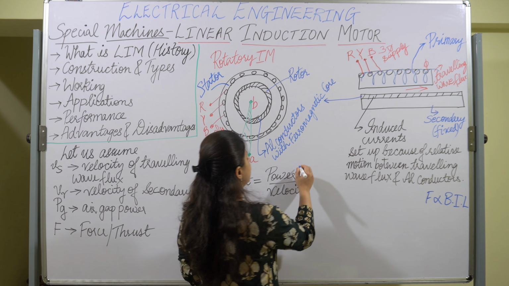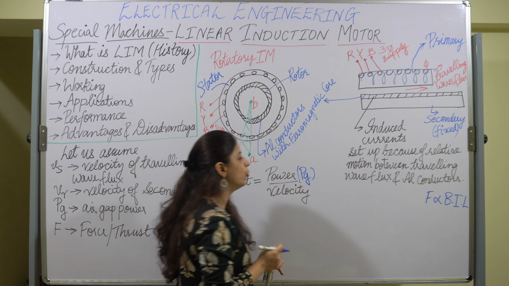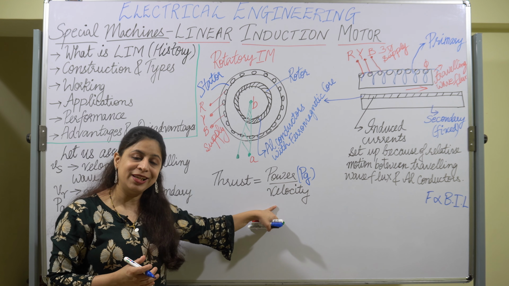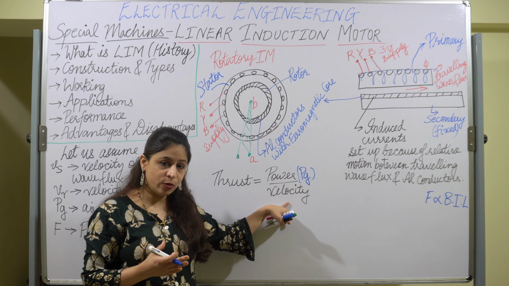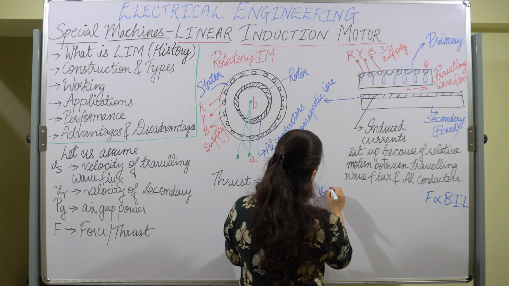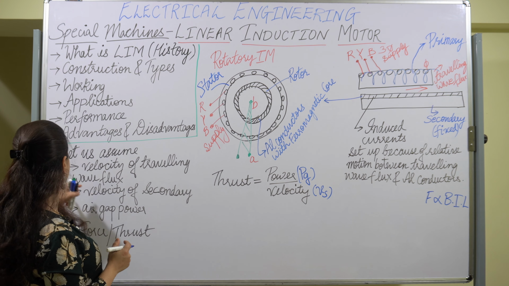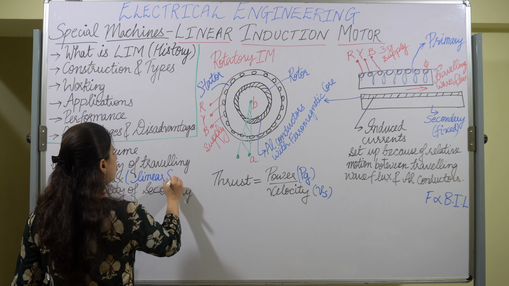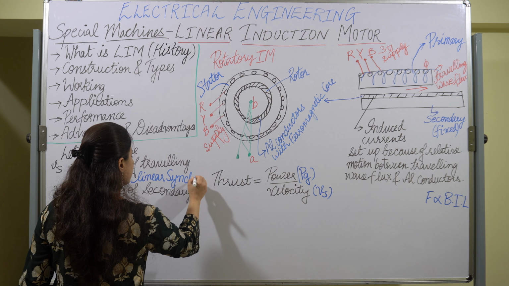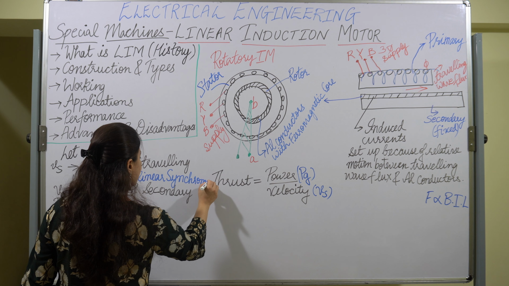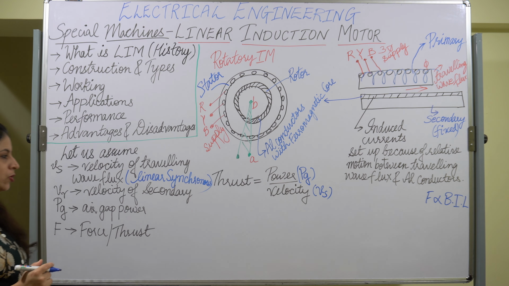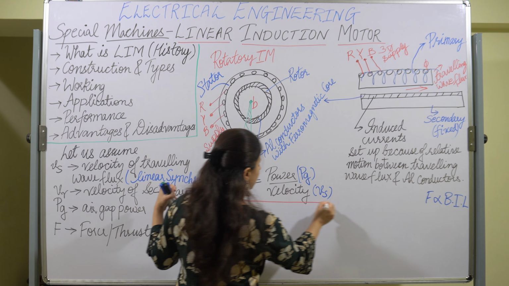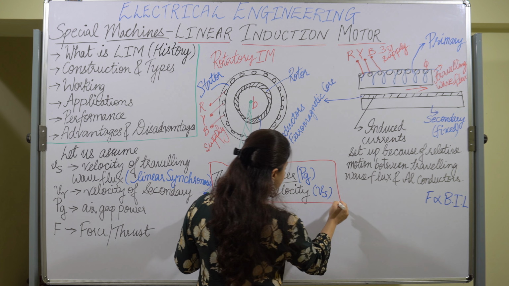Now which power? This power is the Pg. It is the air gap power, the power which is being transferred to the secondary of the linear induction motor. Which velocity? It is Vs, the linear synchronous velocity. Vs is the velocity of the traveling wave flux, and it is also known as the linear synchronous velocity. So my thrust formula is Pg upon Vs. This is important from the numericals point of view.